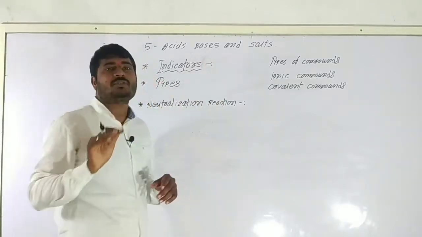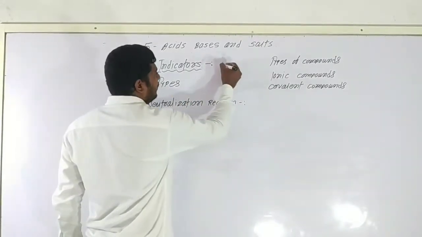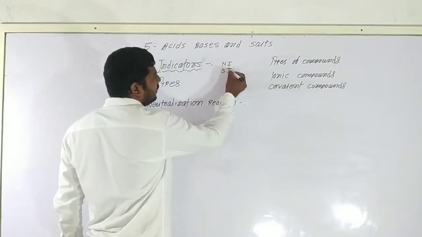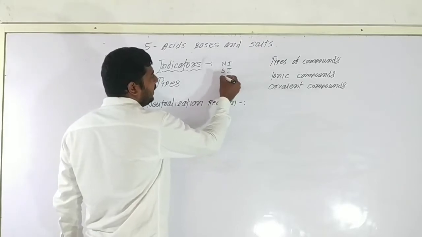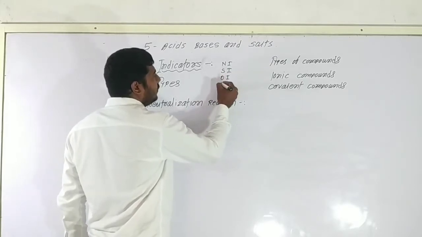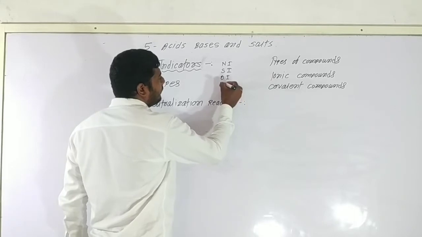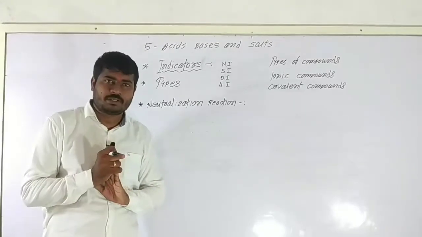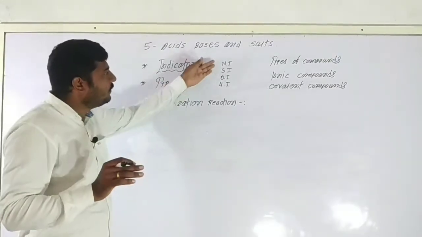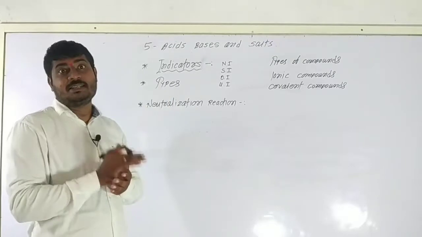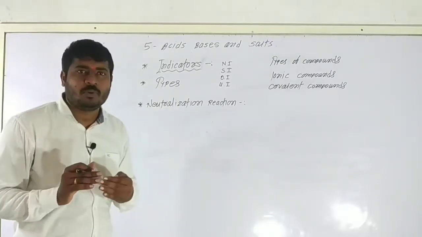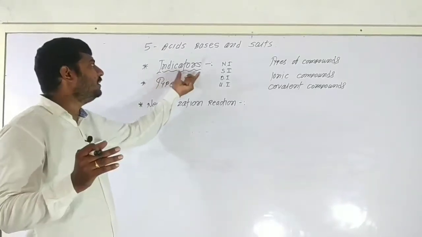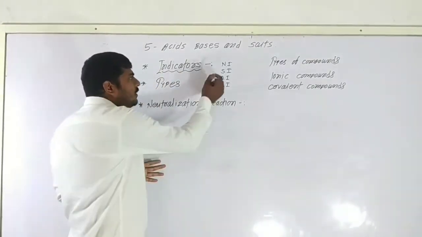There are four types of indicators: first, natural indicator; second, synthetic indicator; third, olfactory indicator; and fourth, universal indicator. These four types of substances determine the nature of a given compound, that is, whether the given compound is acidic or basic. Now we discuss them one by one.